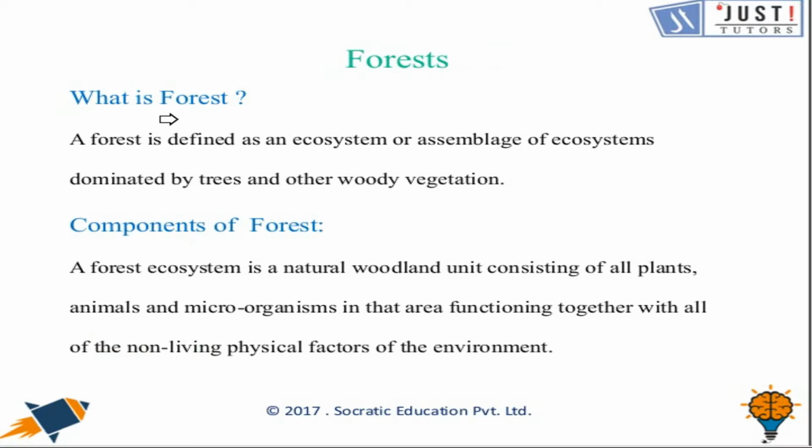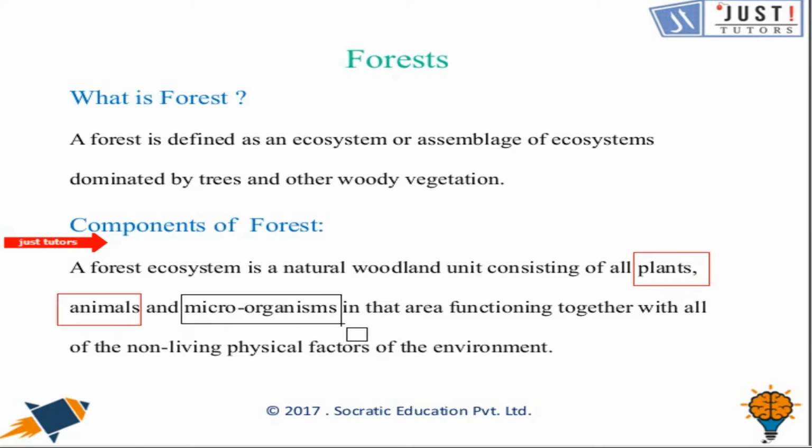First, we are defining what a forest is. A forest is defined as an ecosystem or assemblage. The meaning of assemblage is a collection of ecosystems dominated by trees and other woody vegetation. Components of forest: a forest ecosystem is a natural woodland unit consisting of all plants, animals, and microorganisms in that area, functioning together with all the non-living physical factors of the environment.